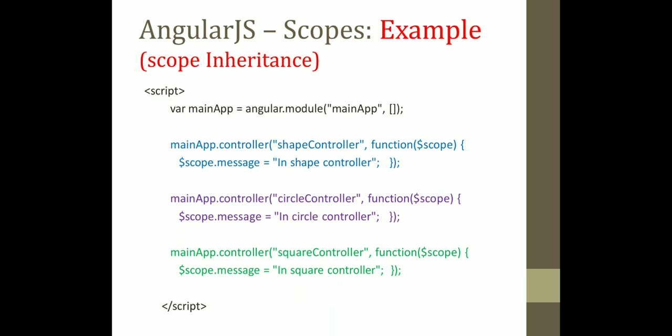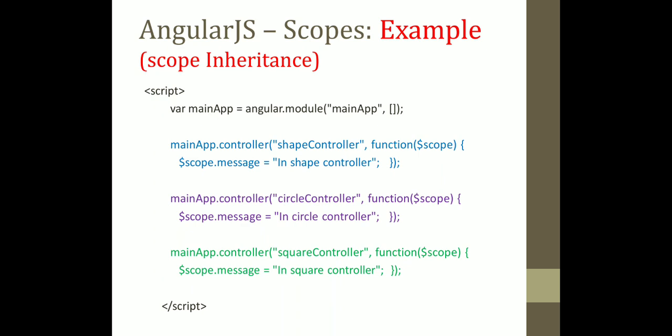The function is the same, that is called $scope, that will be used in each controller. Here the thing to remember is we are using three different controllers. The first was shape controller, second circle controller, and the third that we are going to use is square controller. Function parameters are the same, that is $scope, and with this $scope.message we are passing the message in which shape controller they are present.